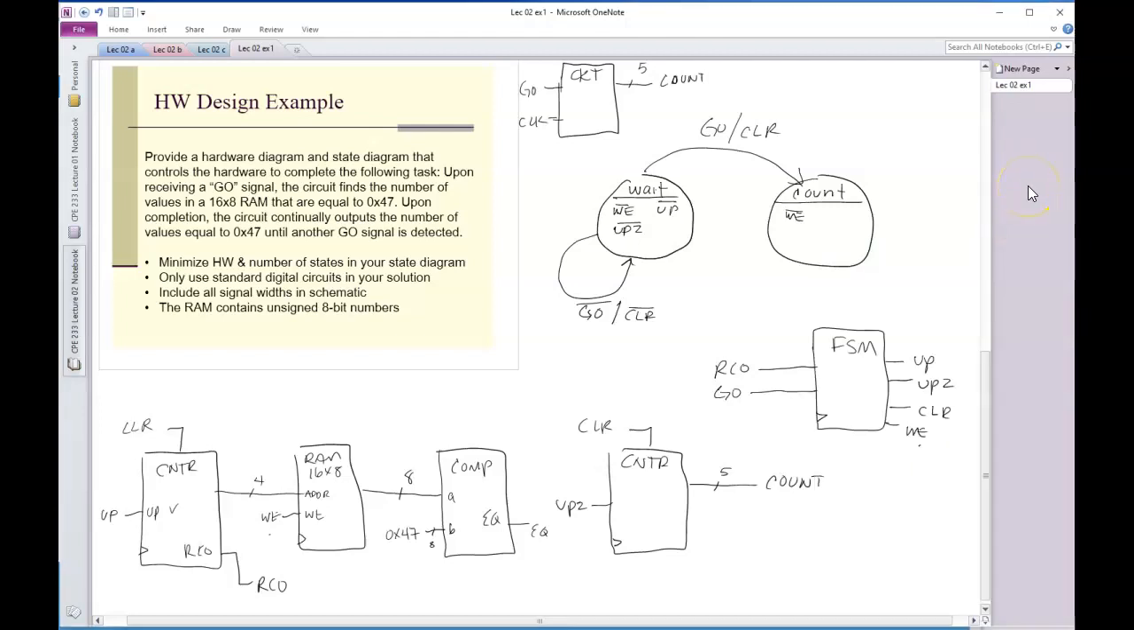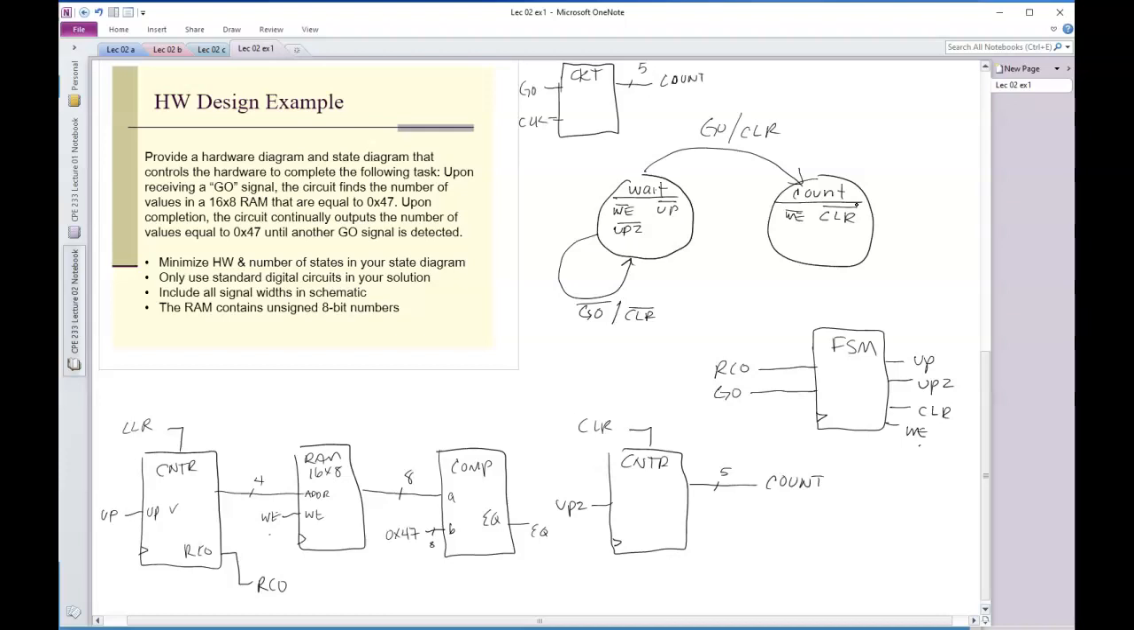Okay, and anyway, that looks good. I have 1, 2, 3, 4 signals here. I've treated the clear as a Mealy output on this particular state, which is fine. And so we're done with the state. So let's go to the next state, and we have a clear. And certainly while I'm counting, I don't want to be clearing this thing, so I'm turning the clear off.